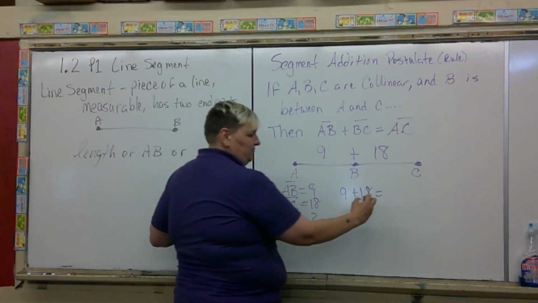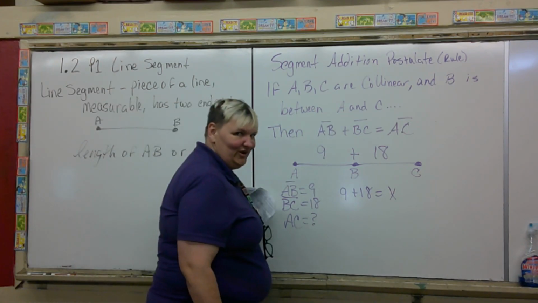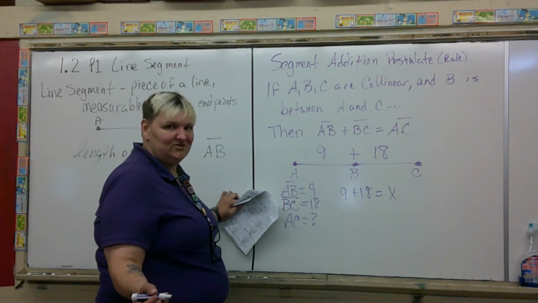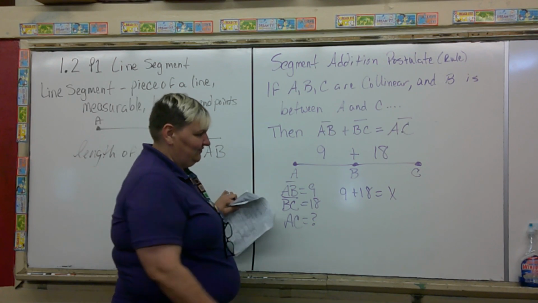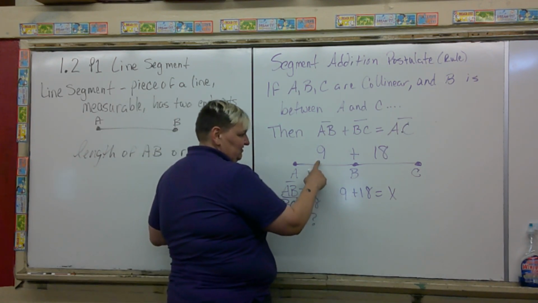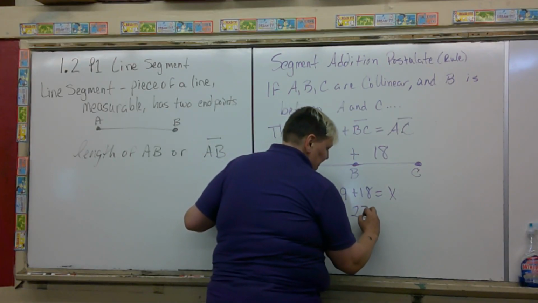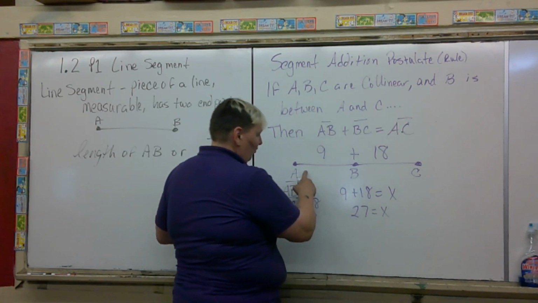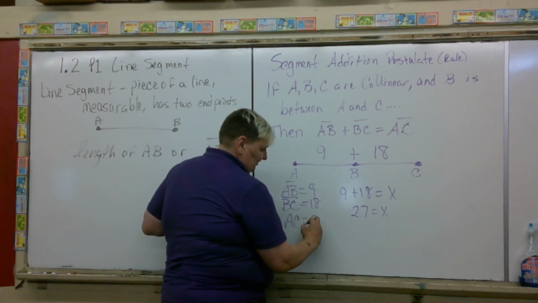But instead of a question mark, let's put an X. You can't use a question mark in an equation. Let's use X. That's why we use X, because it's an unknown. It's our question mark. So in this case, 9 plus 18 would be 27. So the total distance from A to C is 27.